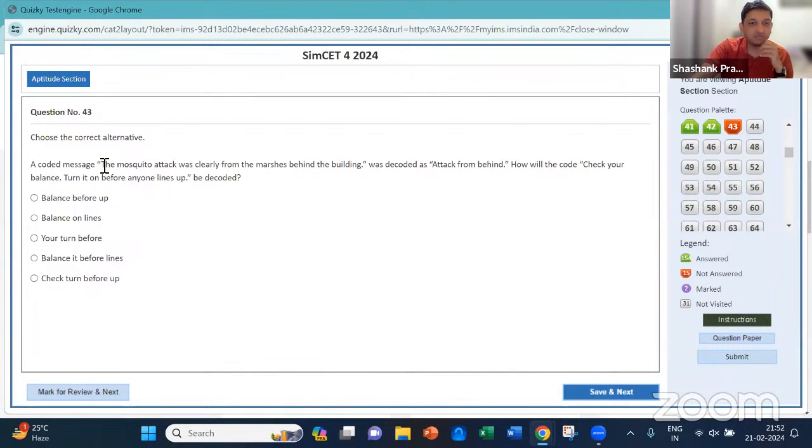Okay. The mosquito attack was clearly from the marshes behind the building was coded as attack from behind. 3, 6, 9. Check your balance. Turn it on before anyone lines up, to be decoded. Balance on lines. Yeah.